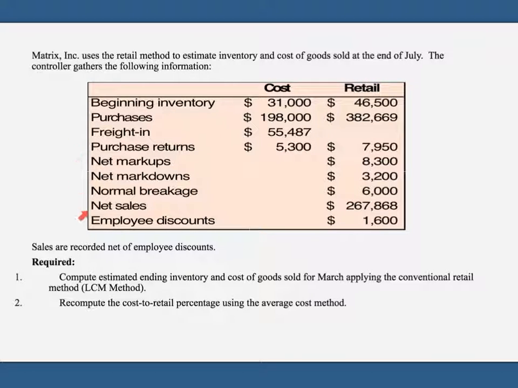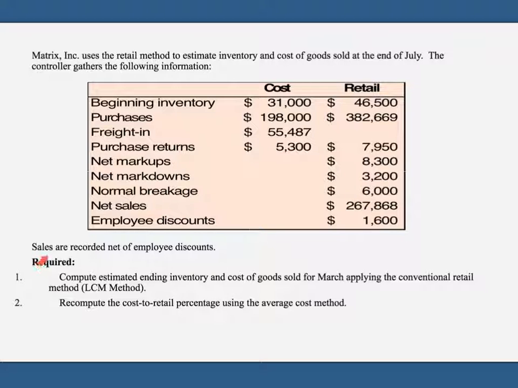So you'll see there's some different factors than Chapter 9, Question 1. We have freight in, for example. We have purchase returns, and then we have normal breakage and employee discounts that we'll be taking a look at and seeing how they factor in to our problem and eventually to solve ending inventory and cost of goods sold.